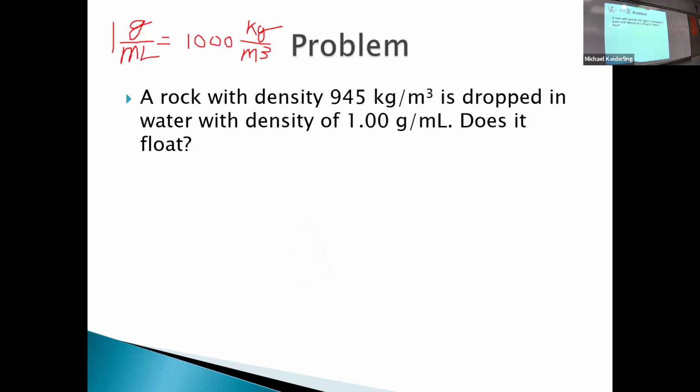Here we have a rock with a density of 945 kilograms per cubic meter, and it is dropped in water with a density of 1 gram per milliliter. You think it floats? Remember, 1 gram per milliliter is 1,000 kilograms per cubic meter.